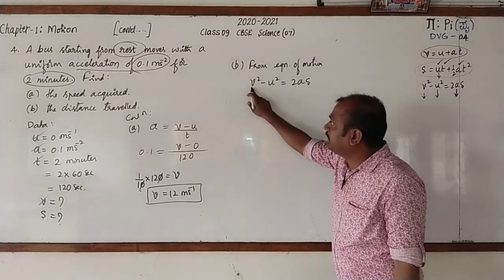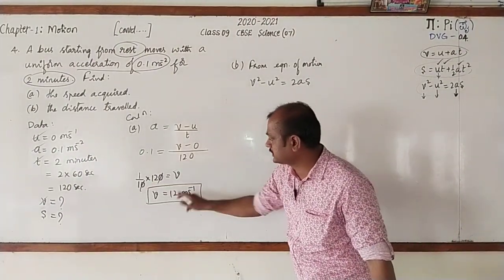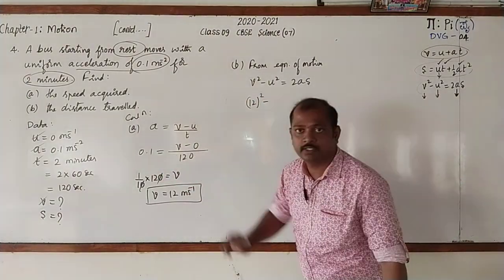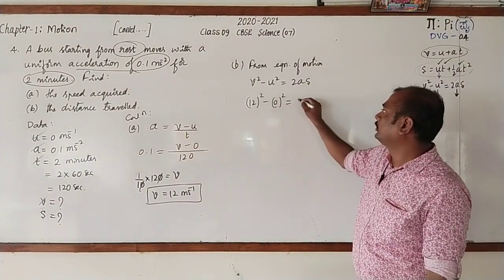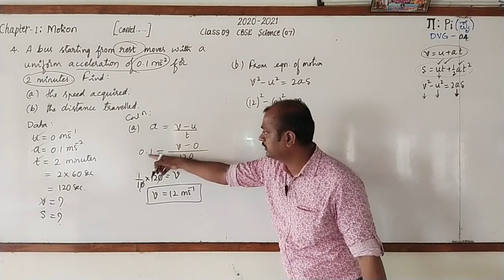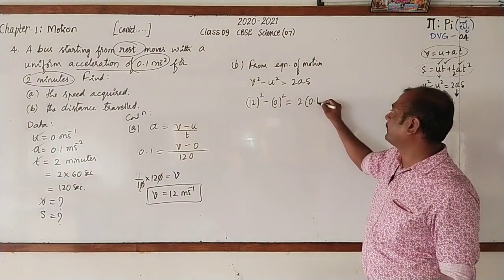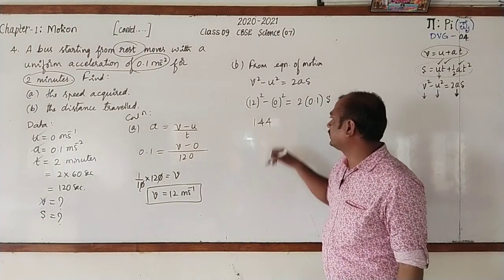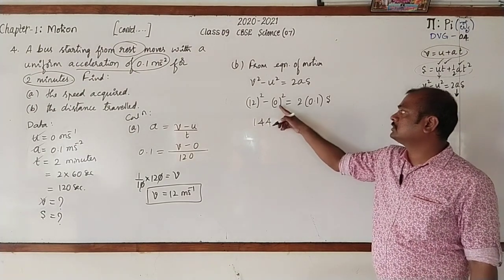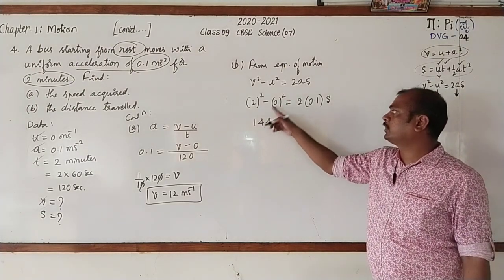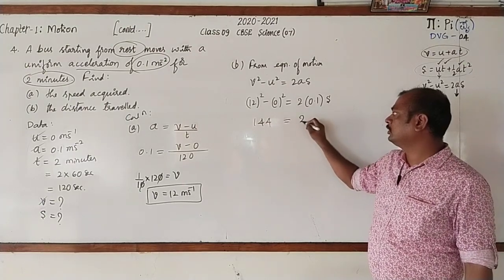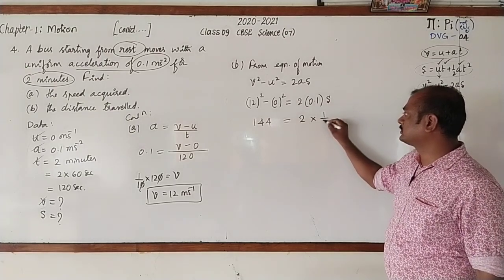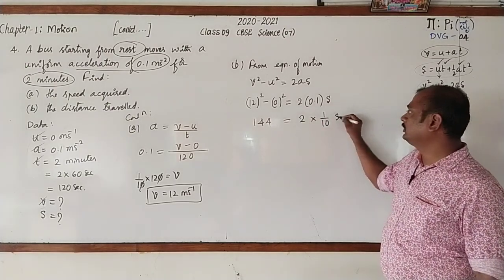Then what is v? Final velocity, just we have found out, 12 whole square. U, initial velocity, it is 0. 2 into a, acceleration, it is 0.1. And s, which is to be found out. What is 12 square? 144. Minus 0 whole square? 0. 144 minus 0, 144. It's equal to 2 into 0.1 into S. To make the calculation simple, you can go for writing 0.1 as 1 by 10 into S.